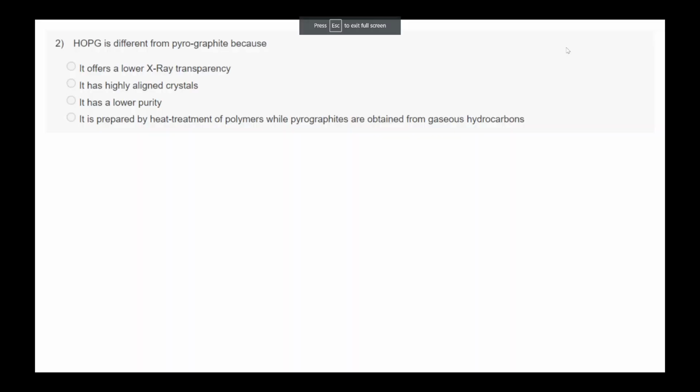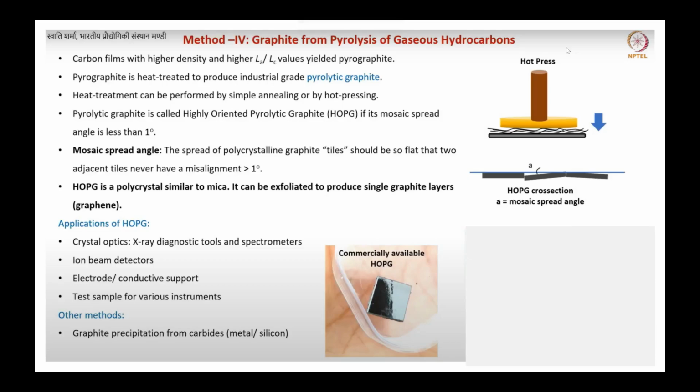So let's discuss this. This slide shows how graphite is obtained from pyrolysis of gaseous hydrocarbons. Carbon films with higher density and higher La by Lc values yield pyrographite. Pyrographite is heat treated to produce industrial grade pyrolytic graphite. Heat treatment can be performed by simple annealing or by hot pressing, and this pyrolytic graphite is called highly oriented pyrolytic graphite, HOPG. So the question is asking about HOPG, which means highly oriented pyrolytic graphite.